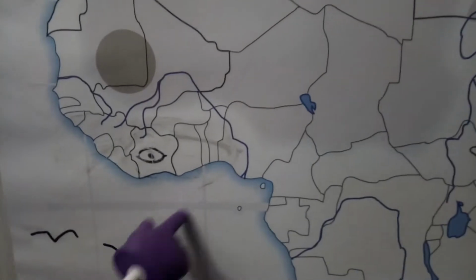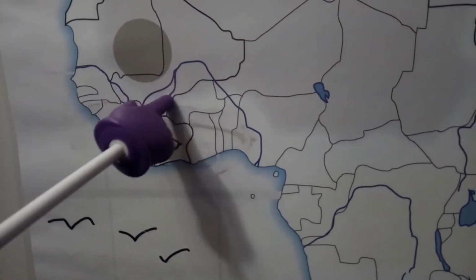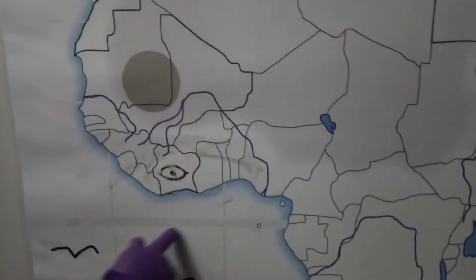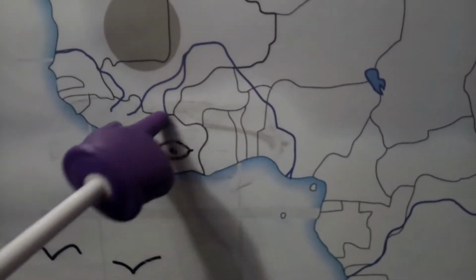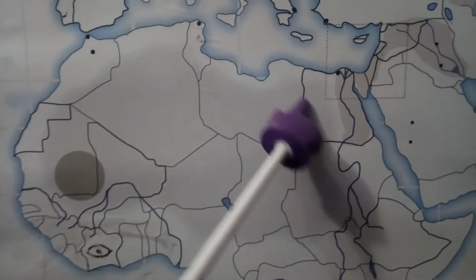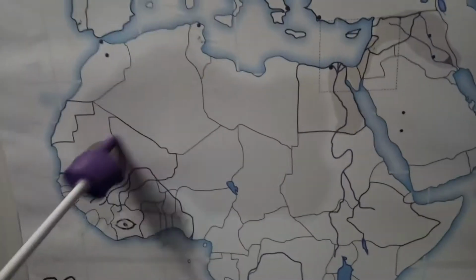And then we have the Niger River, and you follow that up, and it's got the R there. So that's how I try to remember the Niger River. And then we have the Ivory Coast down there. And last but not least, in that shaded gray area of Africa is that humongous desert called the Sahara Desert.